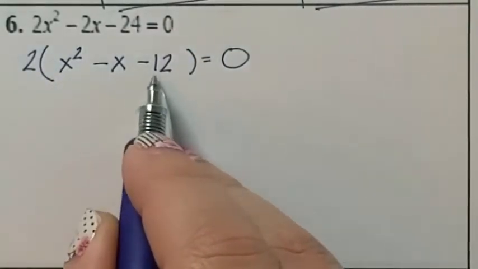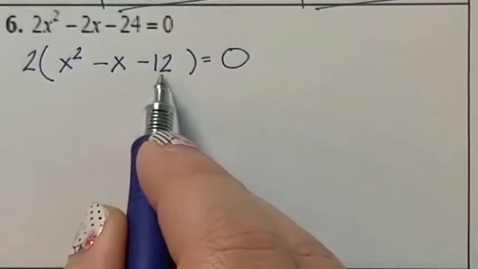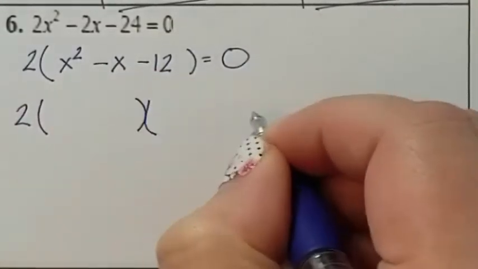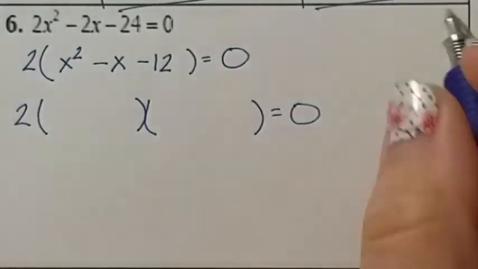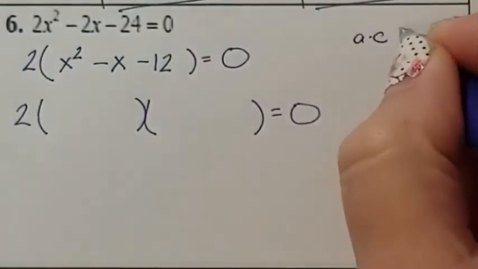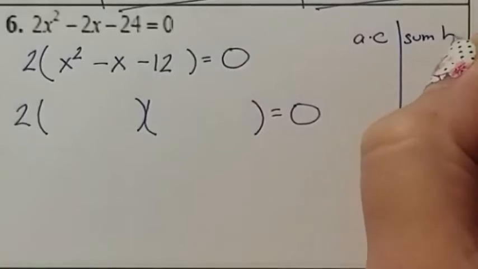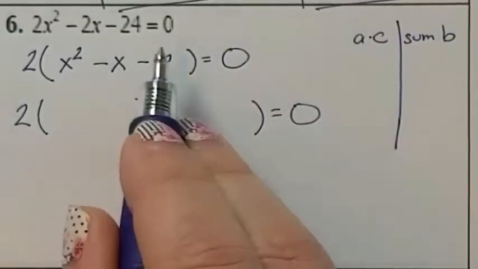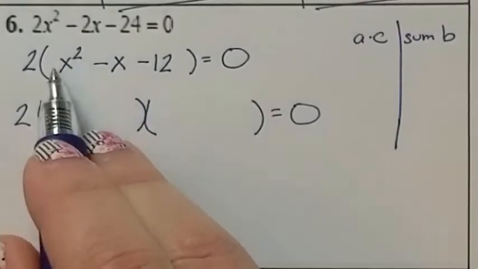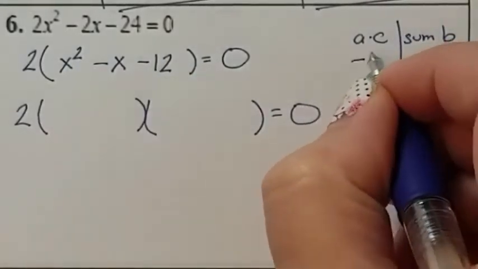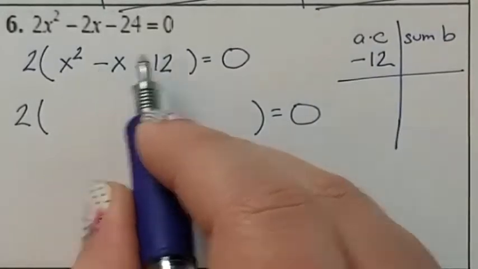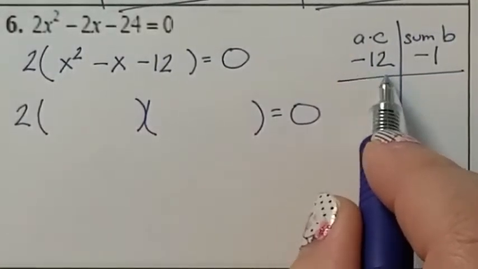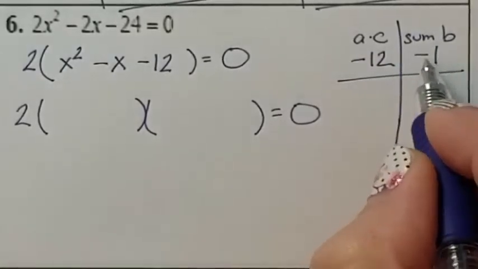I have a GCF of 2. I now need to factor this problem right here. A is 1. Since A is 1, I know I can factor it straight into two factors. So I need to do the A times C. Somebody better add up to B list so I can find those two numbers. A is 1. C is a minus 12. 1 times negative 12 is a negative 12. My B is a negative 1. What two numbers multiply to give me negative 12, but when I add them, I get negative 1?